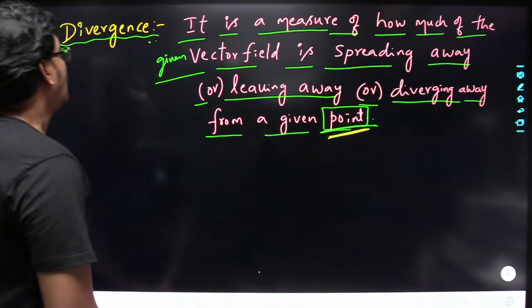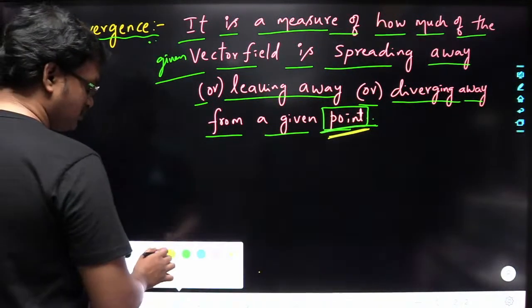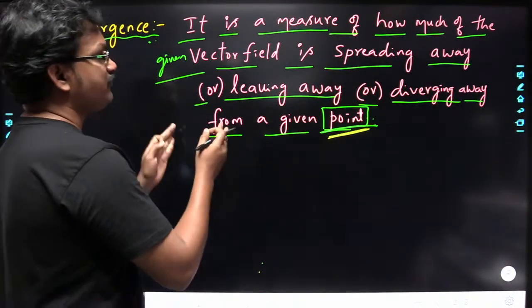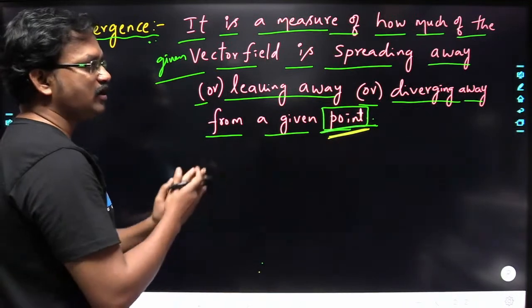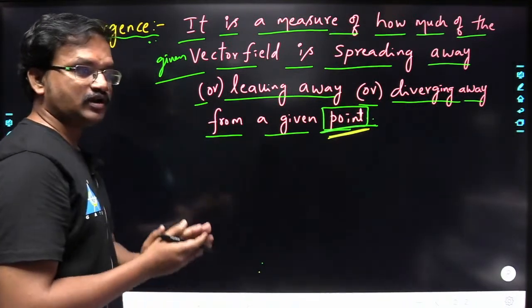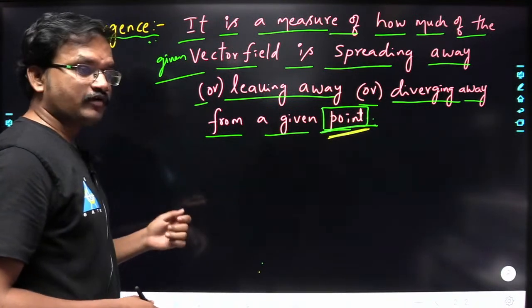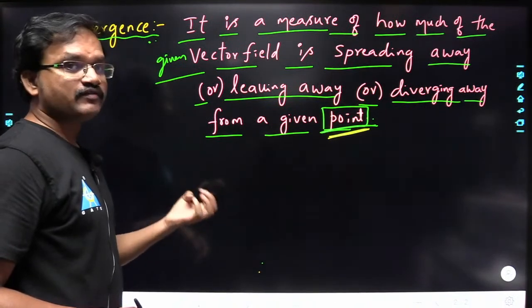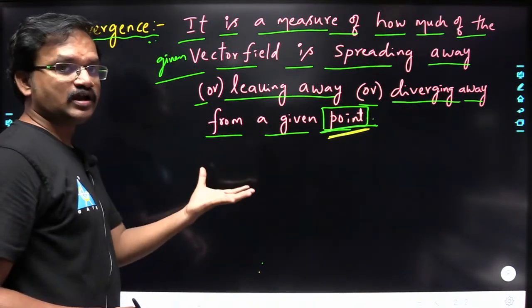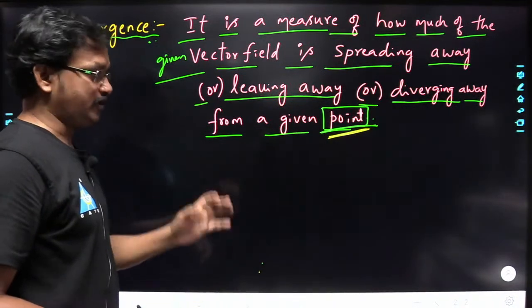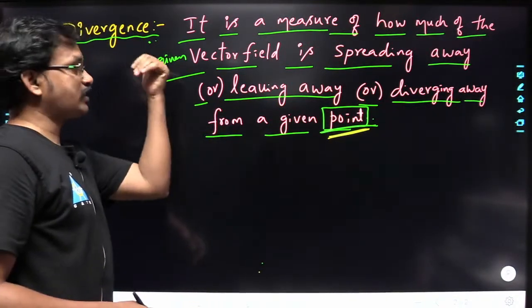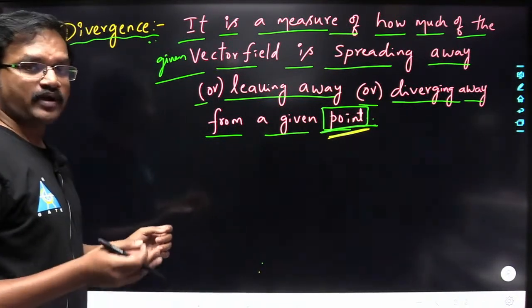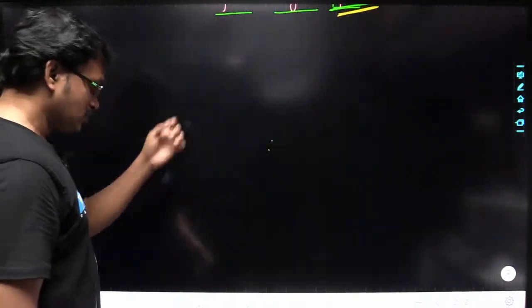Okay, so coming to divergence. It is a measure of how much of the given vector field is spreading away, leaving away, or diverging away from a given point. So whenever you are calculating the divergence of a vector field, this is what you are measuring. I will explain this by taking some examples here.